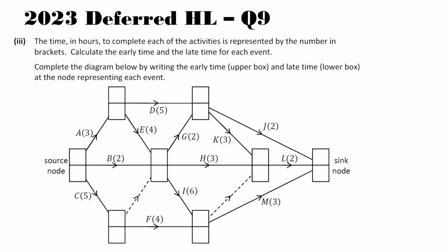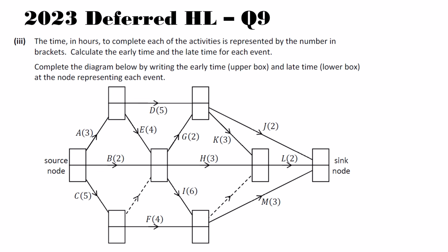So part 3 then asks us to get the time in hours. It tells us that the time in hours to complete each of the activities is represented by the number in brackets. Calculate the early and the late time for each event. Complete the diagram below to show by writing the early time in the upper box and the late time in the lower box at the node representing each event. So we just have to be extra careful when we have dummies here.